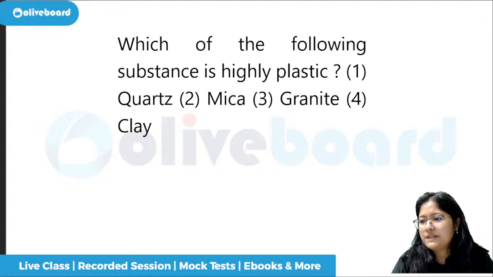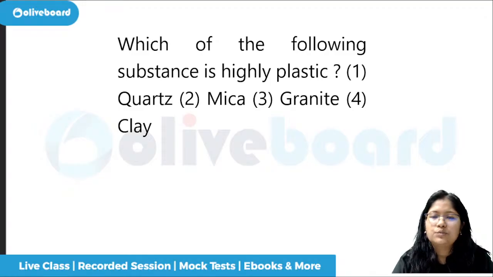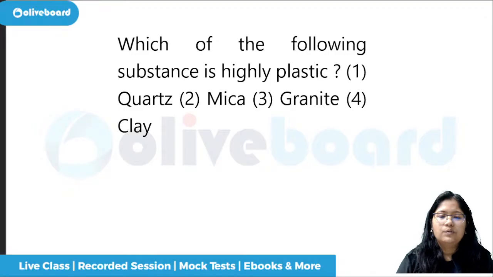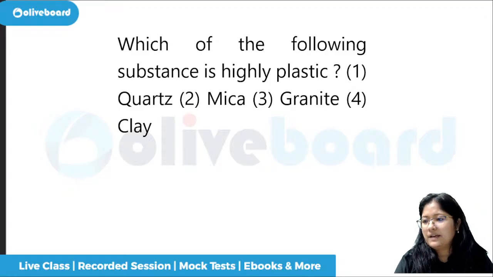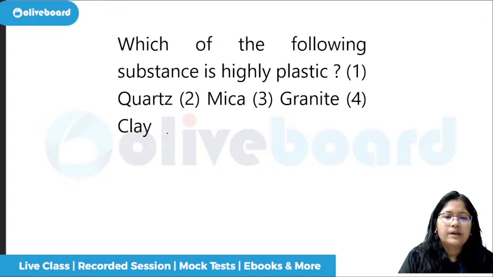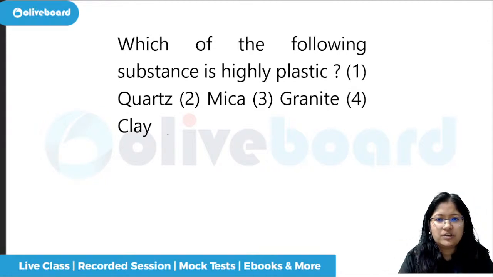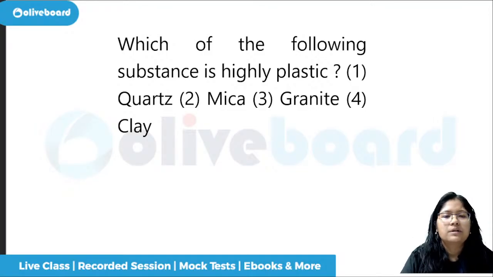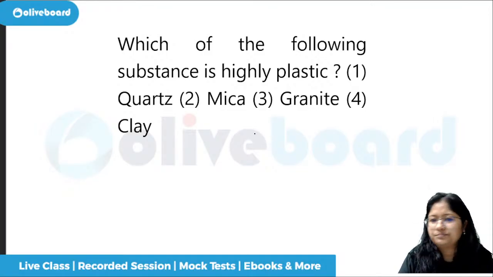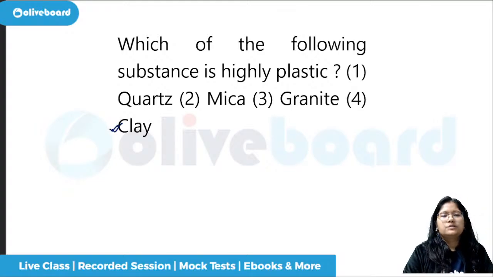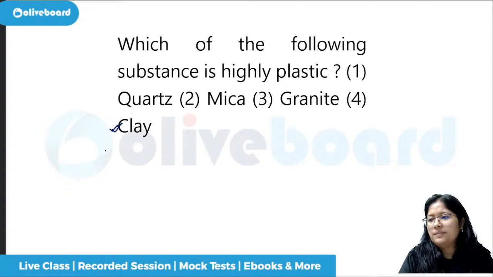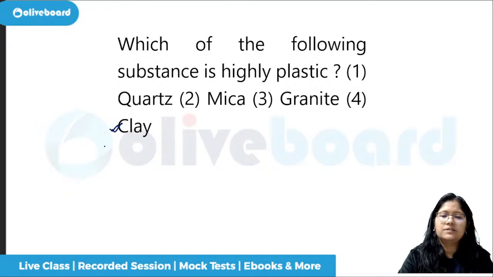Which of the following substance is highly plastic? Quartz, mica, granite or clay? As you know, which of these you can bend easily, it will change its shape and then it will get back to its shape. That is what we call plasticity, in simple terms. Clay. So clay has the highest plasticity out of these, because it can change the shape and get back to its shape.